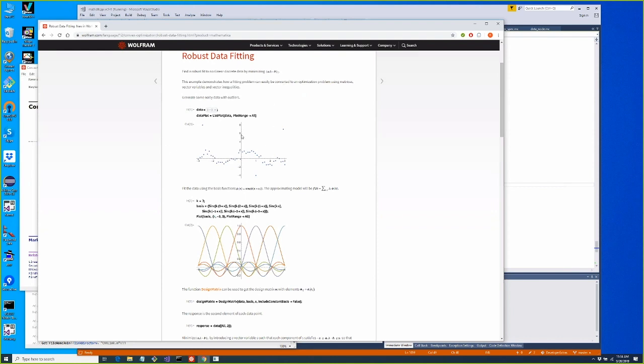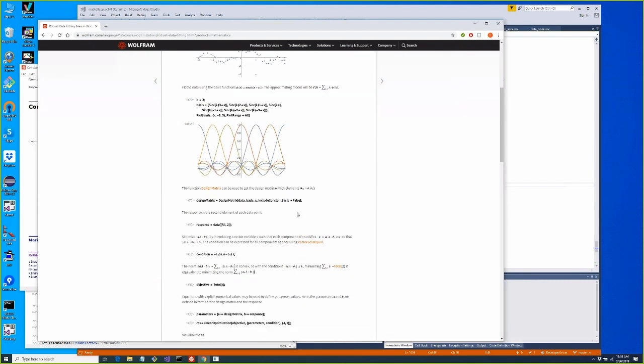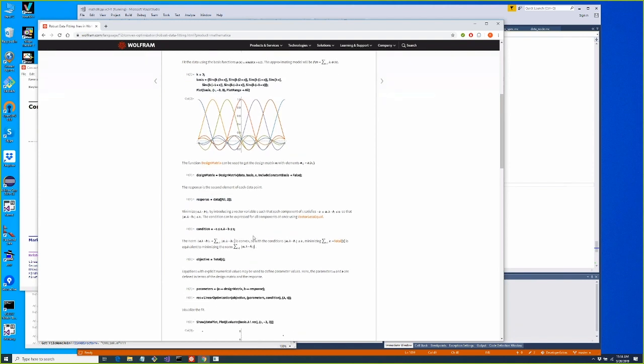So first we've got some data, and here there are a few outliers which cause problems for a least squares fit. What we're going to do is fit this with a basis of sinc functions. These are functions that look like this. First we create a design matrix. There's a DesignMatrix command in the Wolfram language. Then we consider the response, which is the y version of the data. This is just a one-dimensional fit.